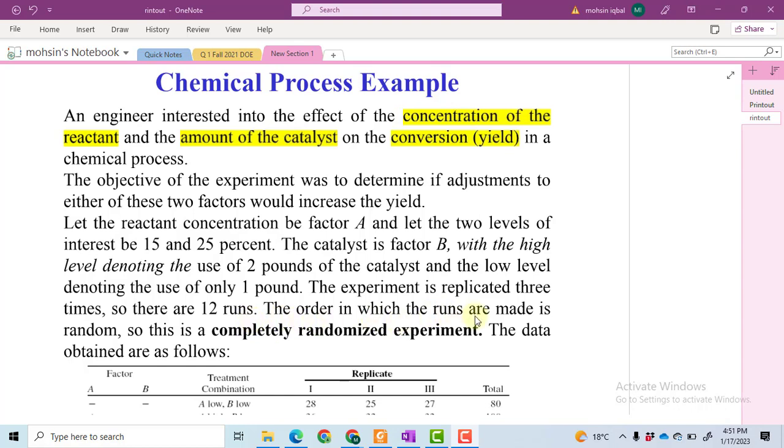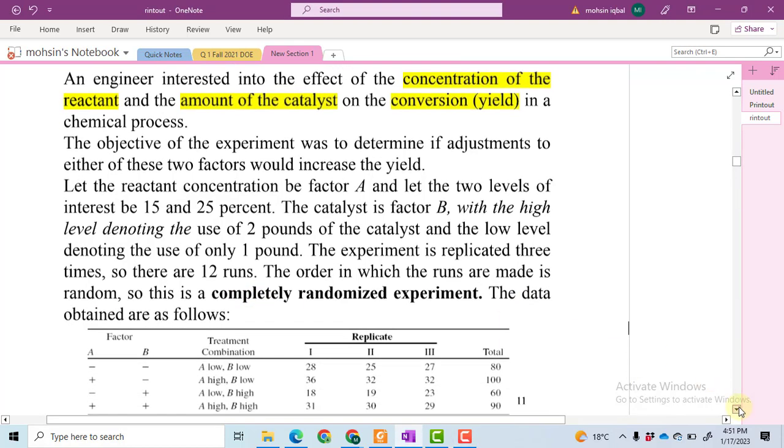The order in which the runs are made is random. It means that the chances of bias in the experimental results have been minimized. So the design is a completely randomized design.